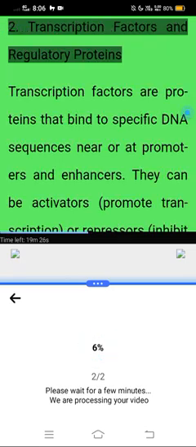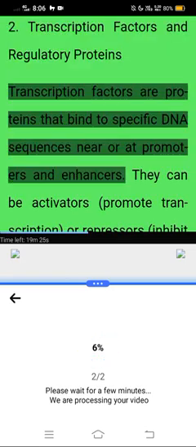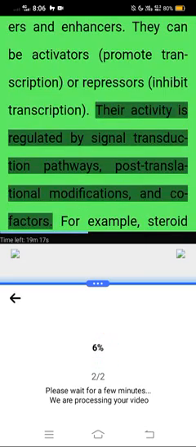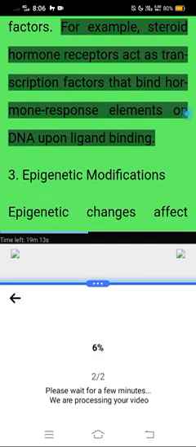2. Transcription factors and regulatory proteins. Transcription factors are proteins that bind to specific DNA sequences near promoters and enhancers. They can be activators, which promote transcription, or repressors, which inhibit transcription. Their activity is regulated by signal transduction pathways, post-translational modifications, and cofactors. For example, steroid hormone receptors act as transcription factors that bind hormone response elements on DNA upon ligand binding.